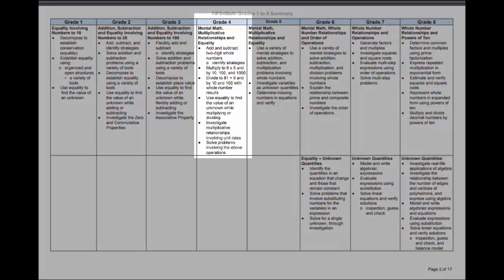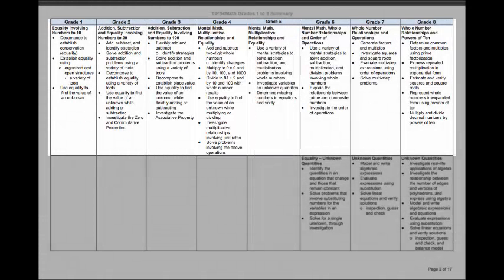In grade 4, it looks like students are developing their multiplication facts to 9 times 9. When I scan across to the other grades, it looks like there's a focus on mental math.